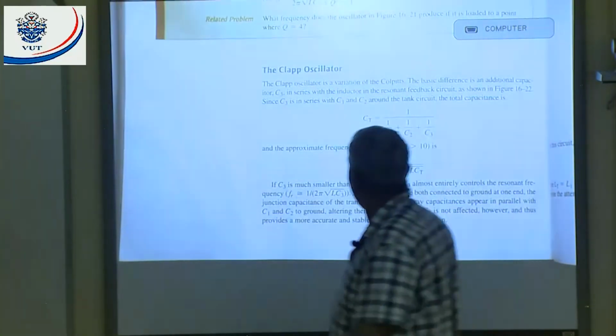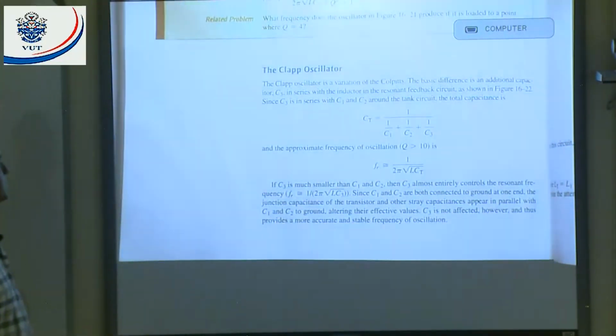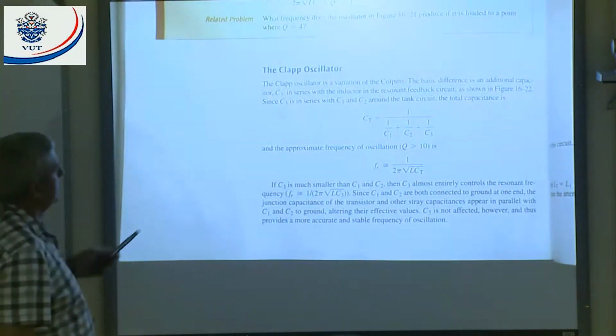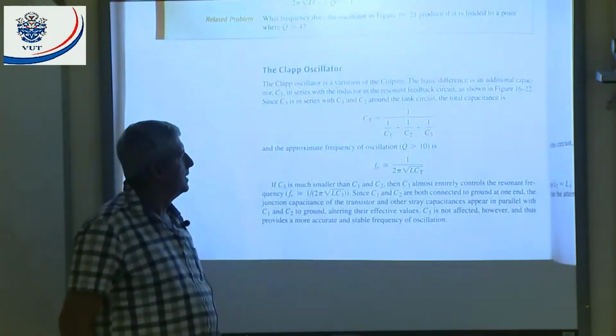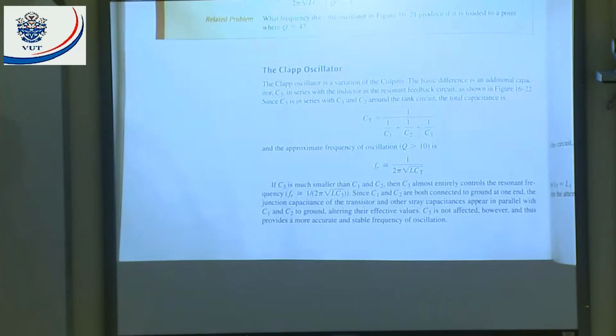They state the Clapp oscillator is a variation of the Colpitts. The basic difference is an additional capacitor C3 in series with the inductor in the resonant feedback circuit, as shown in figure 16.22. Since C3 is in series with C1 and C2 around the tank circuit, the total capacitance is 1 over C total equals 1 over C1 plus 1 over C2 plus 1 over C3.